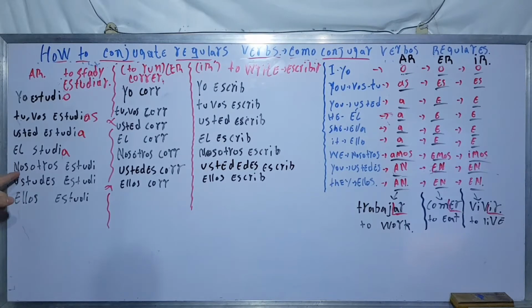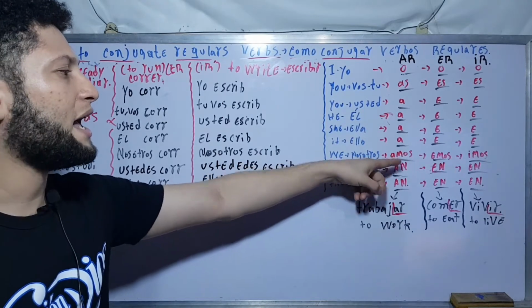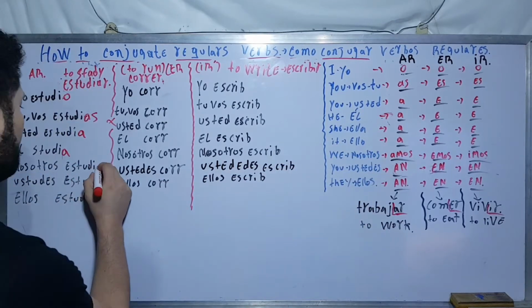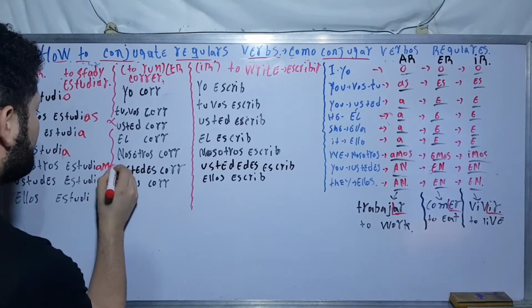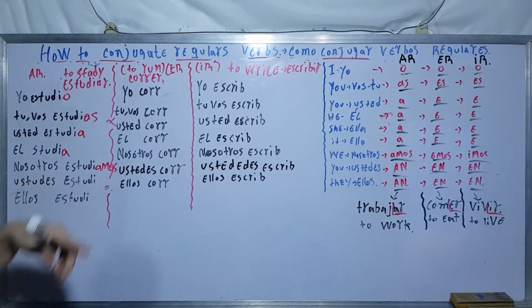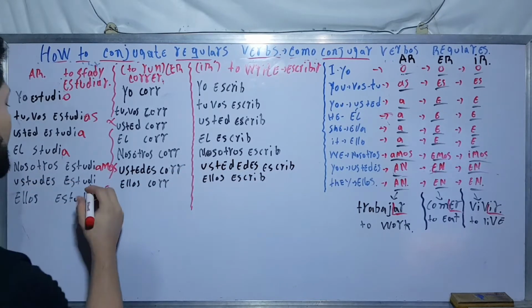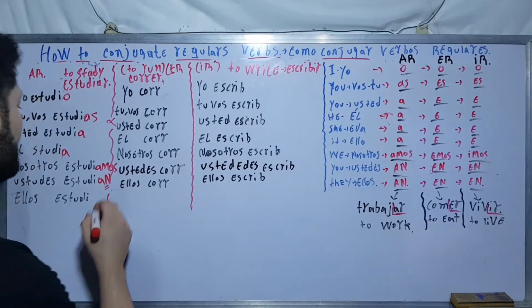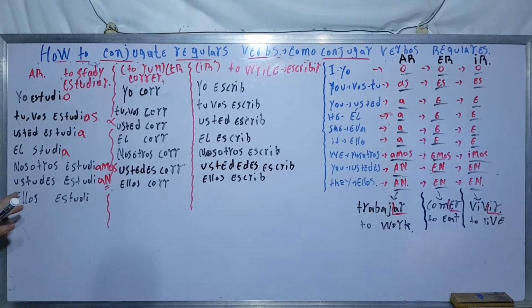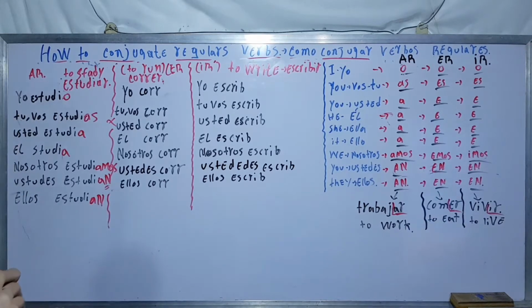Now nosotros, we, nosotros, and add AMOS. Nosotros estudiamos. Ustedes, so you see here, A and N. Ustedes estudian and ellos estudian, the last one. Super easy, guys, and you already know how to conjugate all of them.